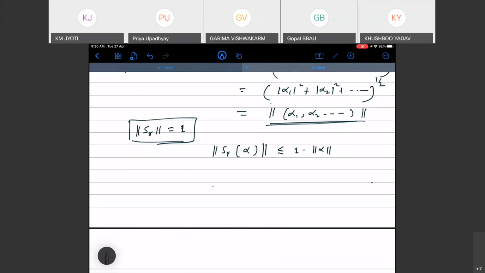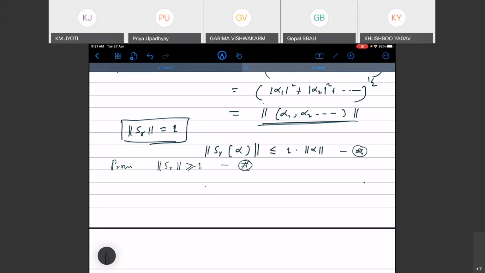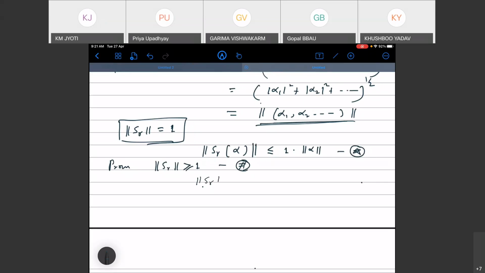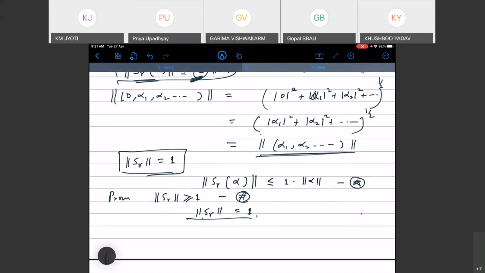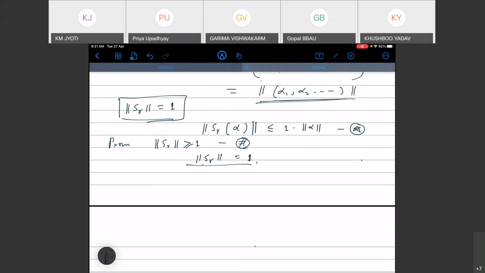So from here, prove norm of SR is greater than or equal to 1, and from this you will get norm SR equal to 1. Okay, so this is called the right shift operator. This is a bounded linear operator with norm 1.